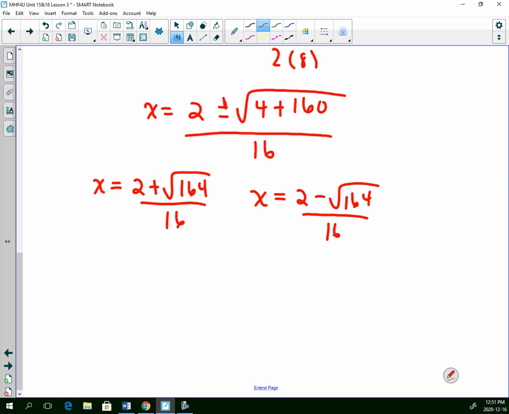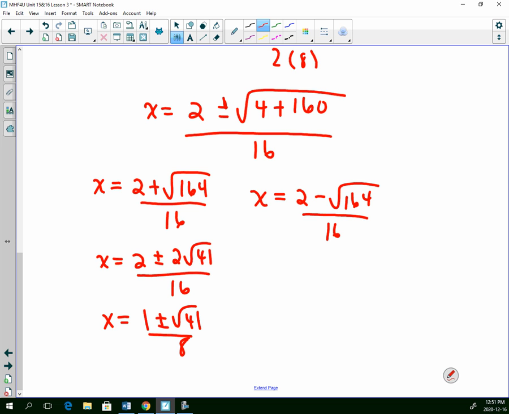And you could leave it in exact form if you want. You could simplify the rational expression. If you want to leave it in exact form, I would need to change 164 to a mixed radical. So 164 is divisible by 4. So that would make it 2 root 41 over 16, and then I could reduce that to 1 root 41 over 8.